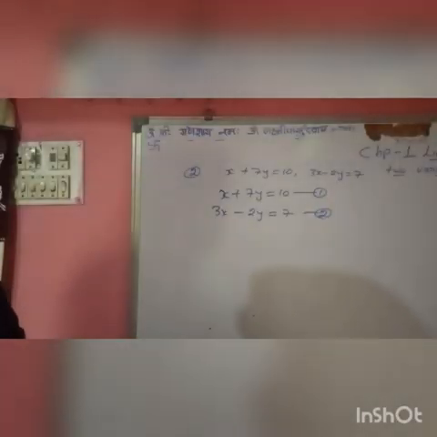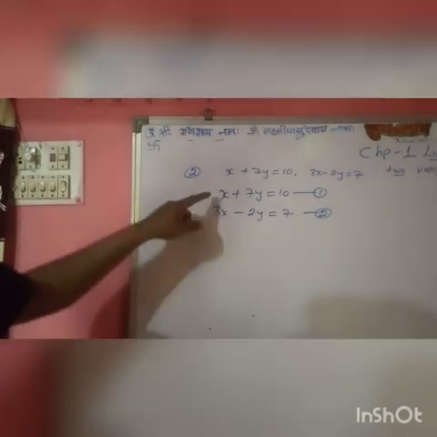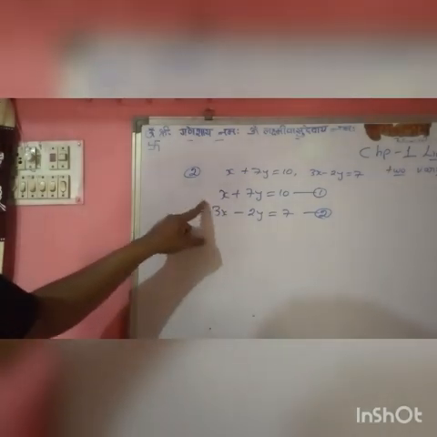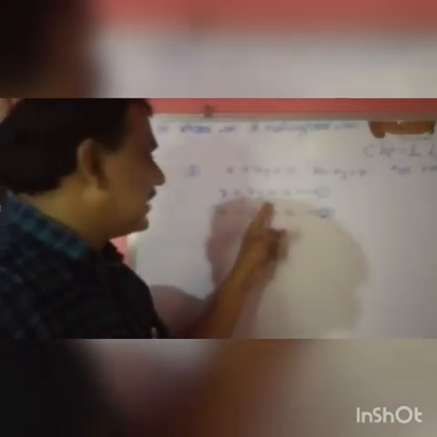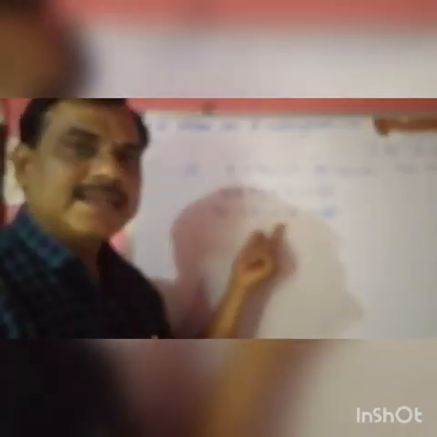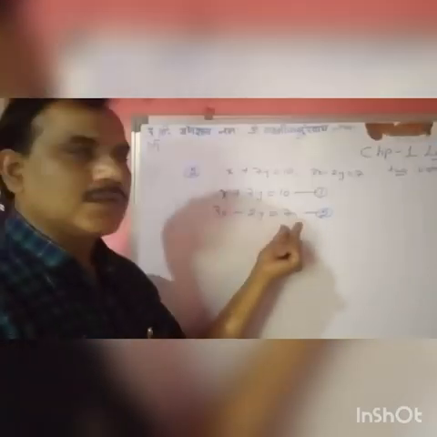We know, first we will observe the equations. This is x and this is 3x. It is not equal. Again 7y and 2y, again it is not equal. This is the constant term.